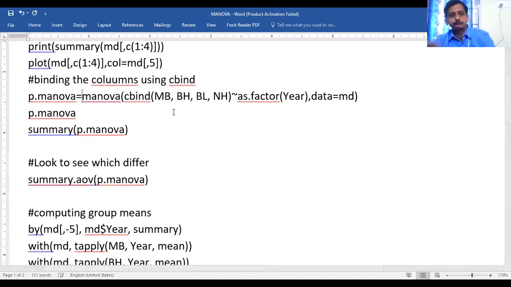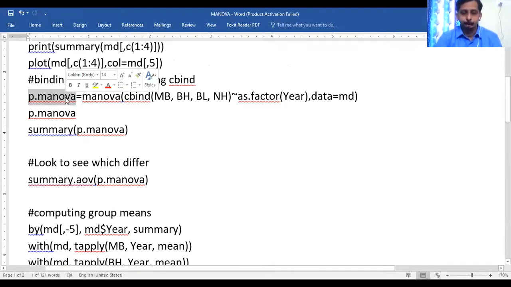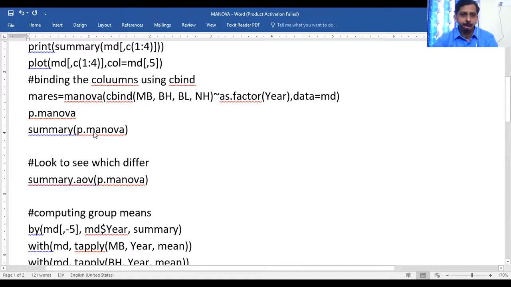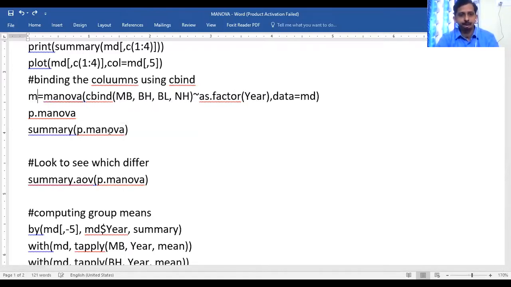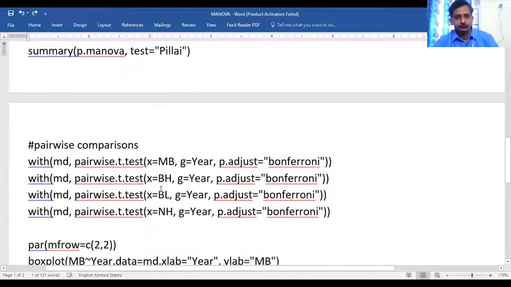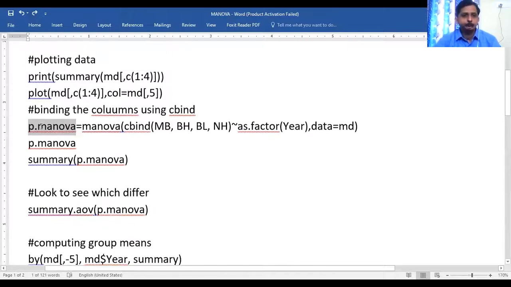There are two different representations. We can keep all results stored in P.manova, or we can change this to MRES, MANOVA results. Now hereafter we would have to change it everywhere. Okay, let it be P.manova. It would take time, because wherever I have used P.manova I would have to call it again. All the results are stored in P.manova, and if you display this, it will show you the total sum of squares over the different factors observed.